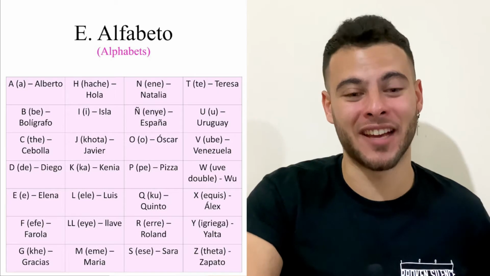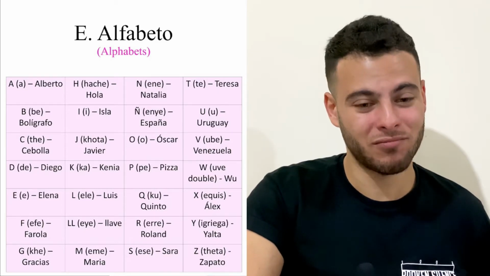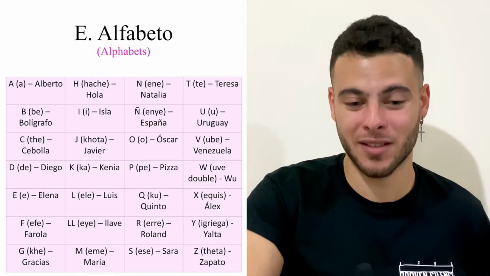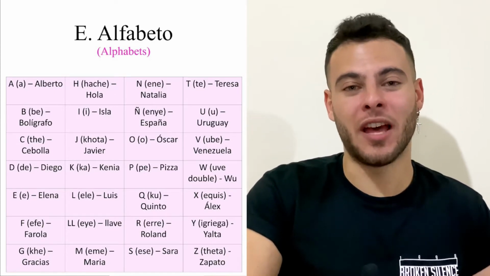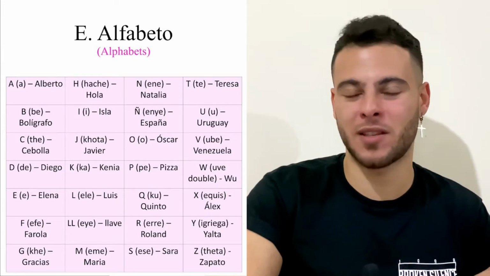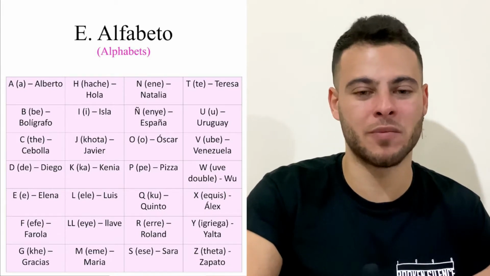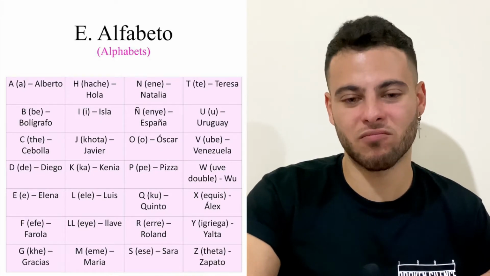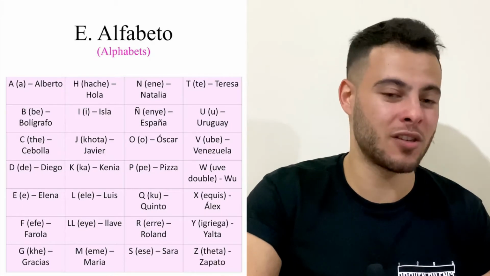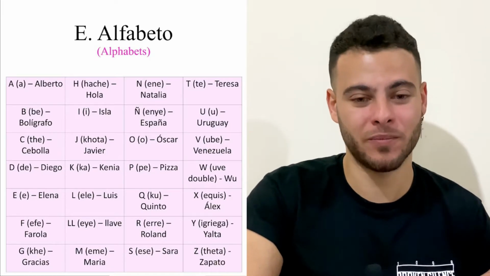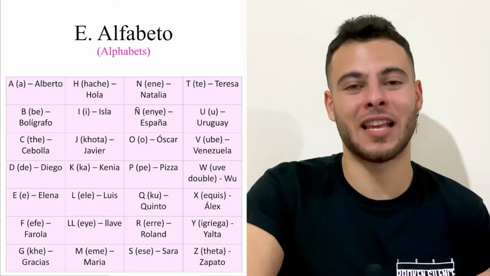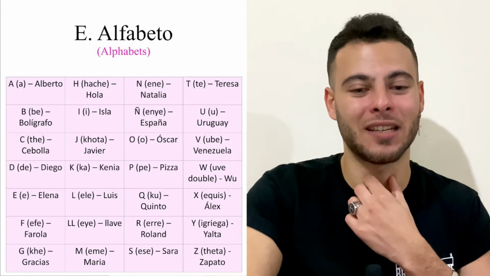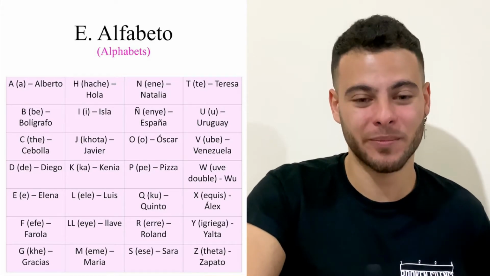E, Elena. F, como farola. G, como gracias. H, the H is never ever pronounced in Spanish. It's always muted, okay? So we include it in words, but we never pronounce it. We have the letter I, isla. J, it's like a J from the bottom of your garganta. J, Javier.